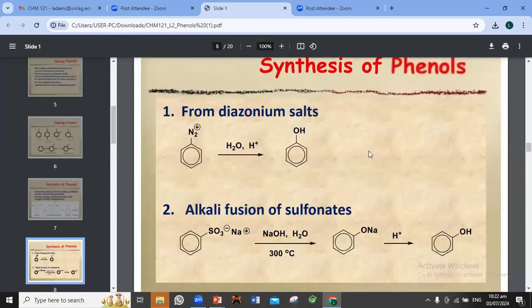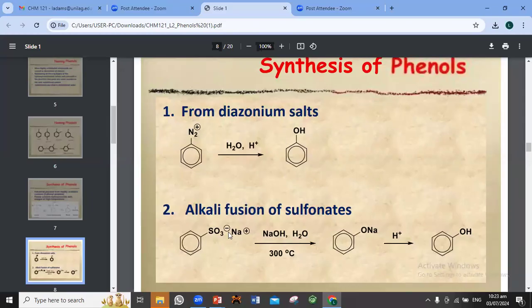These are some other syntheses of phenol from diazonium salt. If you take aniline, benzene with NH2 is aniline, you can diazotize aniline using HCl and sodium nitrite. Diazotization. You subject it to HCl and sodium nitrite, you get diazonium salt. When you now hydrolyze the diazonium salt, you convert it to phenol.